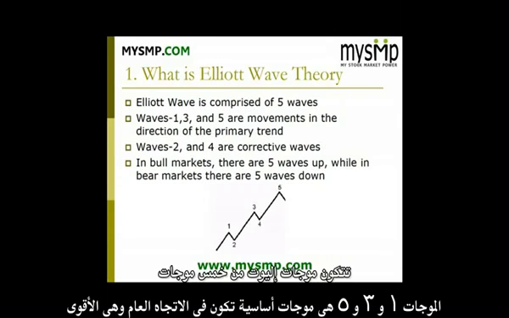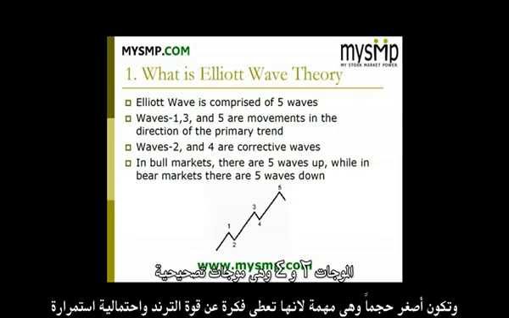Elliott Wave is comprised of 5 waves. Waves 1, 3, and 5 are in the direction of the primary trend. So these are going to be your strong waves, right? They're going to be the ones carrying the trend. Waves 2 and 4 are your corrective waves. While these waves are smaller in size, they are just as important because they give the investor or trader insight into the potential strength or weakness of the following primary wave.